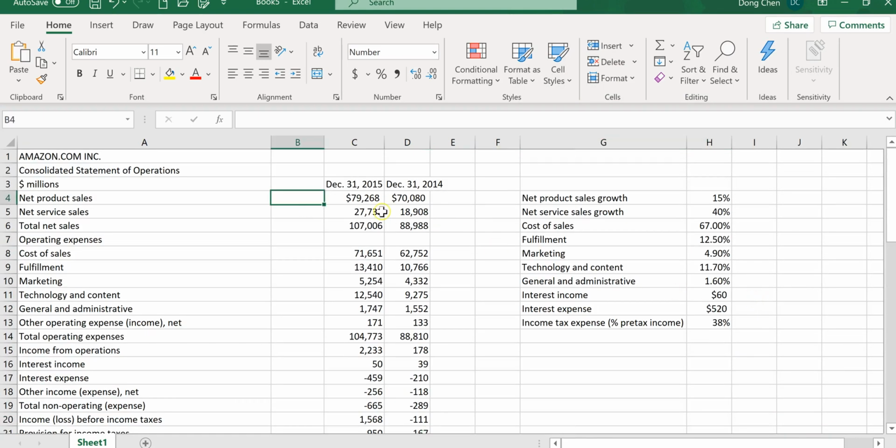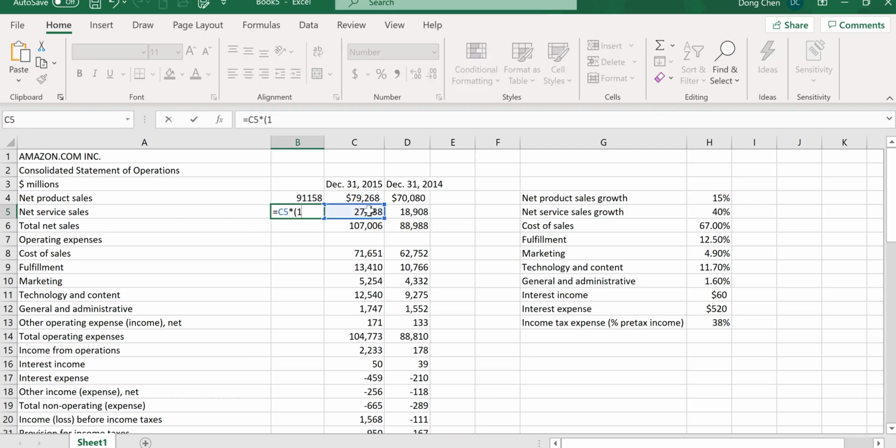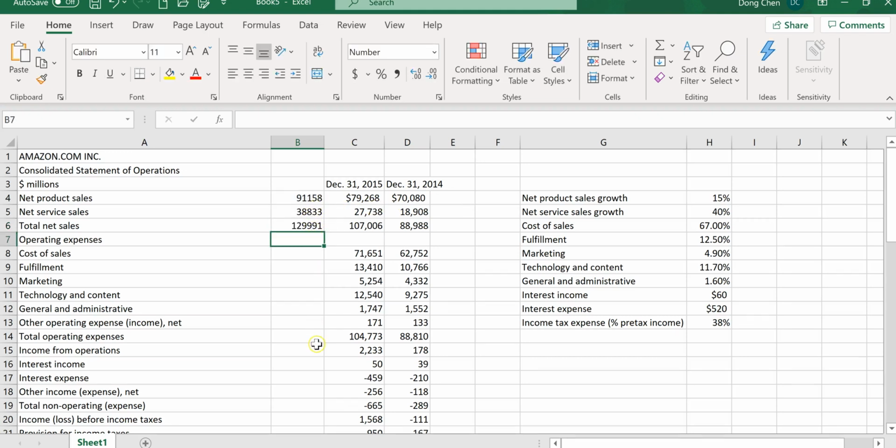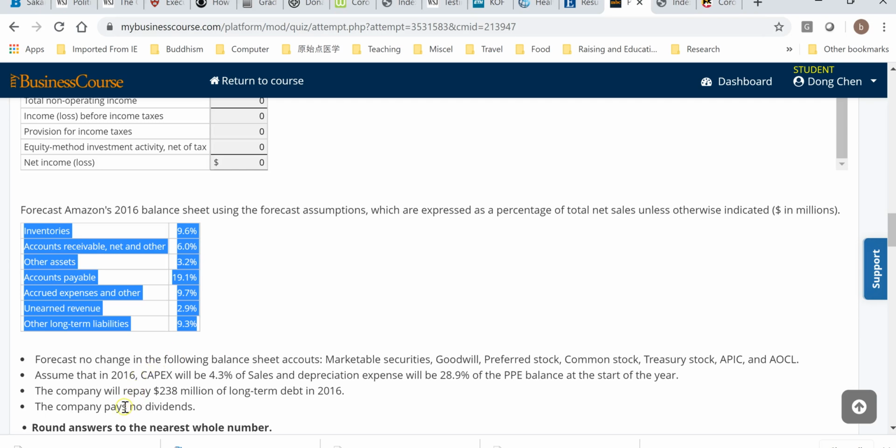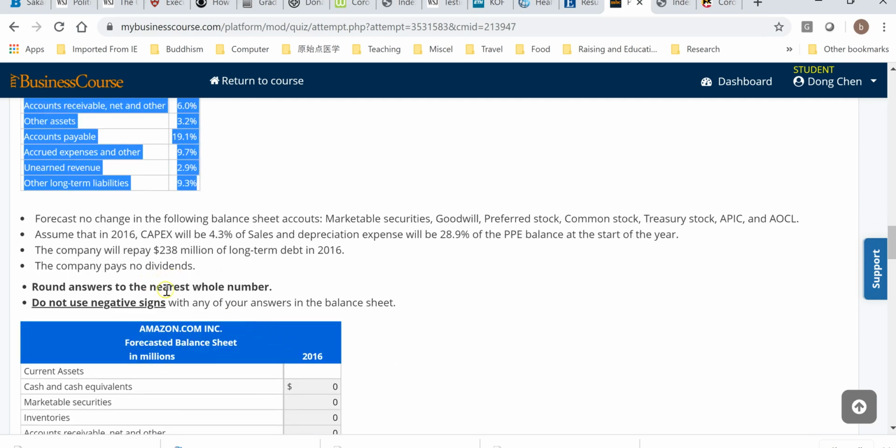So now I can start. This net product sales will be the current level times 1 plus this growth rate of 15%. And net service sales will be the current level times 1 plus the net service growth of 40%. And then their sum will be the total net sales. And I have basically changed the format of the sales to keep no decimal place to conform with this rounding requirement, round answers to the nearest whole number.